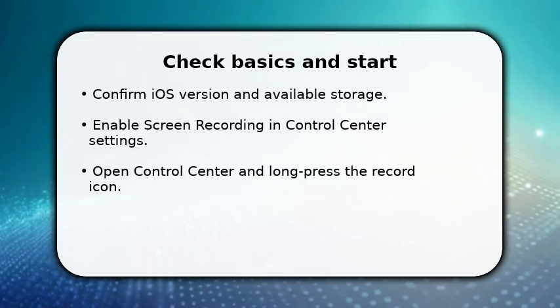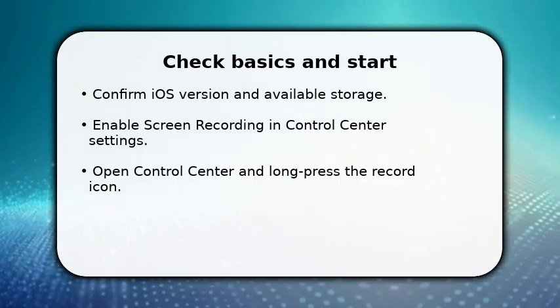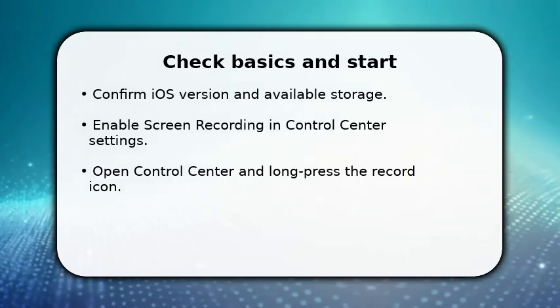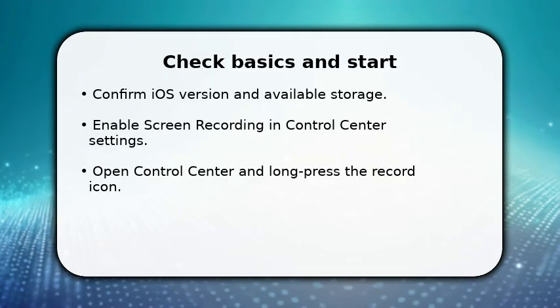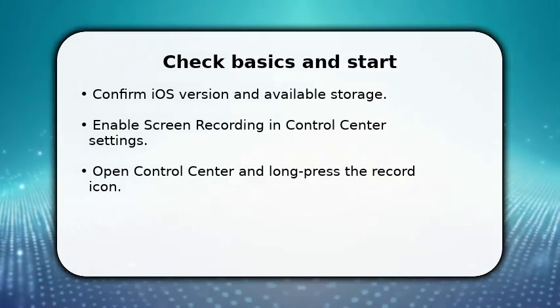Make sure microphone audio shows off or on. You want on for external sound and off for internal only. This first step sets the recording source so you capture the audio you expect. Don't tap record yet. Keep going to set levels.